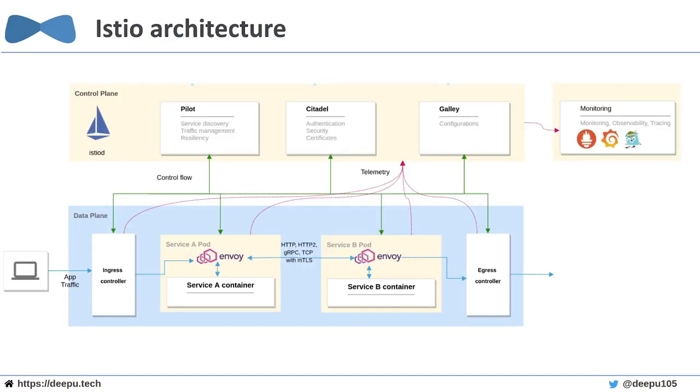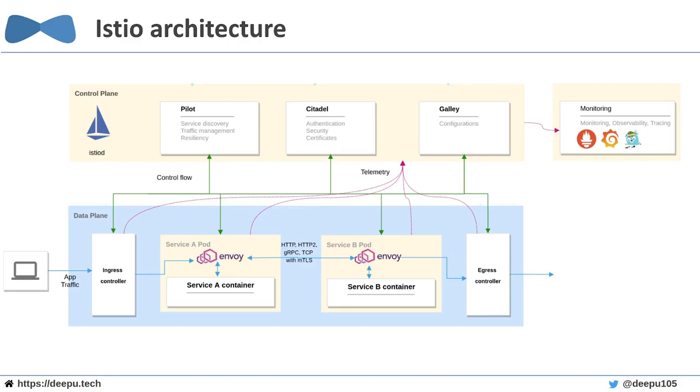Let's take a quick look at Istio internals. The Istio architecture can be classified into two distinct planes. First one is the data plane. It's made of Envoy proxies deployed as sidecars to our application containers. Envoy is a high-performance, lightweight distributed proxy. It controls all the incoming and outgoing traffic to the container it is attached to.